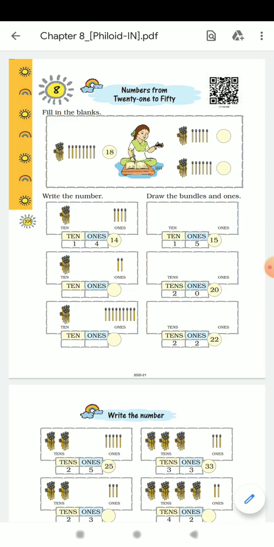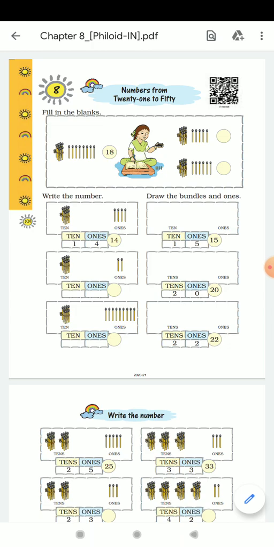In the previous video, we have done chapter number 8, numbers from 21 to 50. In this chapter, I introduced you to two-digit numbers that start from 10. So here we have numbers from 21 to 50. In this lesson we are going to understand the concept of the place value of the numbers.